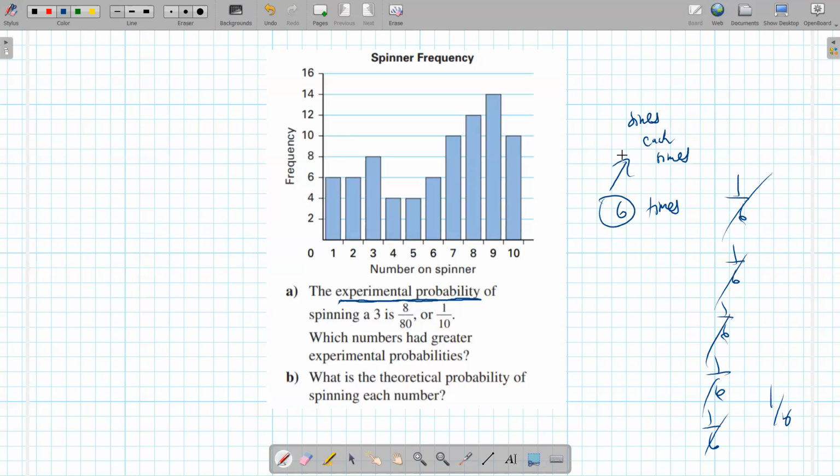So experimental probability is the probability you get by actually doing it, whereas theoretical probability is what is expected. So if you roll a die 6 times, theoretically, you'd expect them to all be rolled at least once. The first question is asking you, the experimental probability of spinning a 3 is 8 out of 80, or 1 out of 10. So out of 80 times, it landed on 3 8 times, so it's 1 out of 10. Which numbers had greater experimental probabilities than 3?